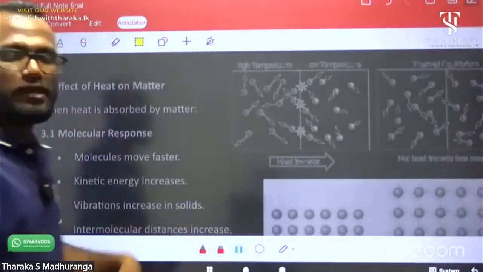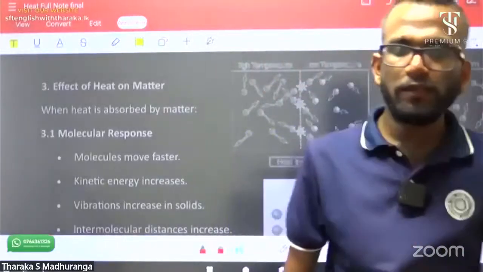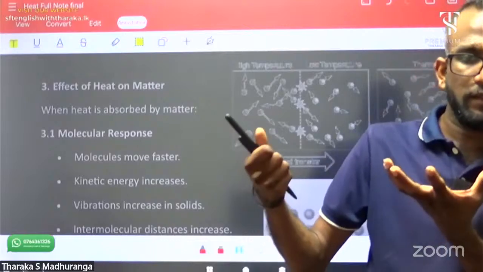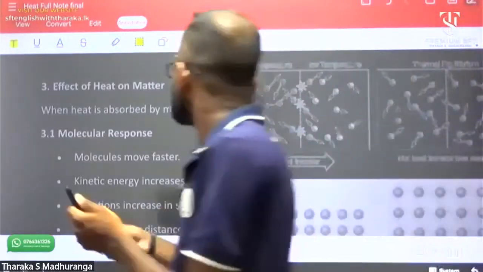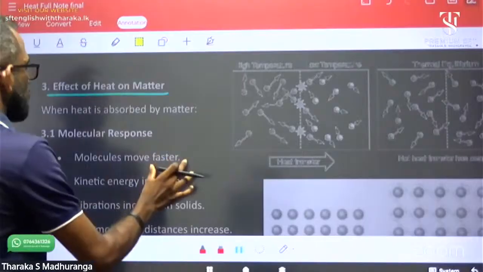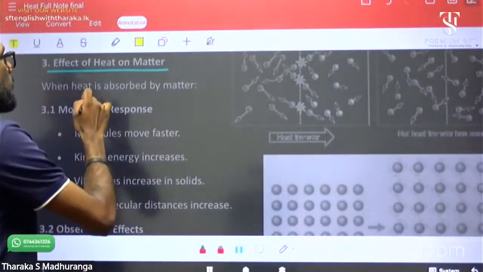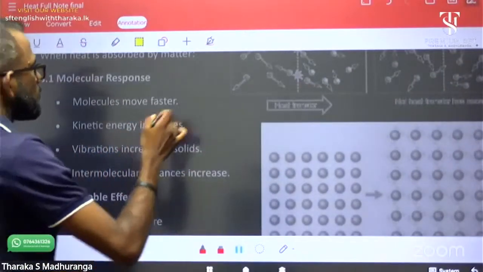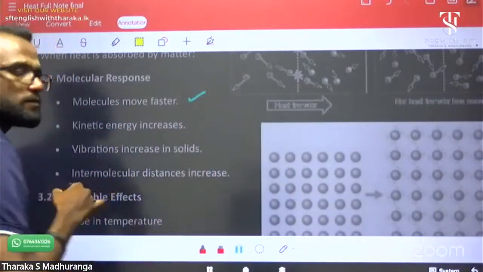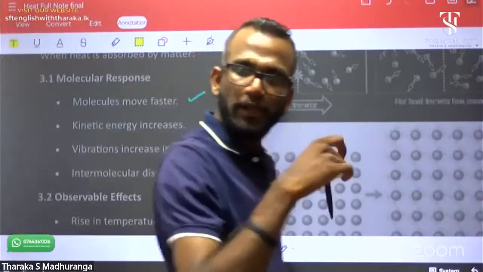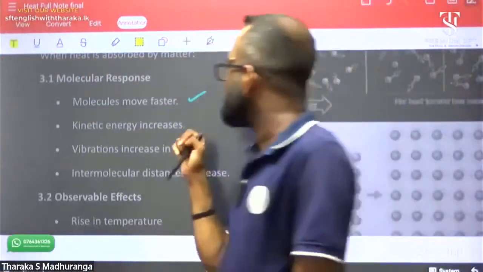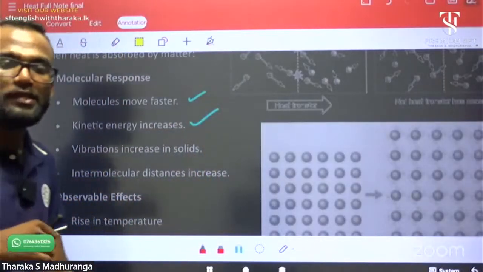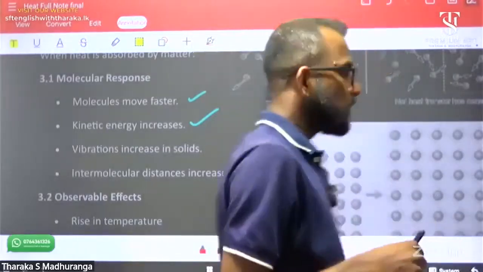Okay, the same thing is explained here. Effect of heat on matter. When something is heated, what are the changes inside? When heat is absorbed by any matter, what are the molecule responses? Molecules move faster, meaning vibration. It is clearly given here. Increase of kinetic energy of molecules. Yes, kinetic energy increases. Great.